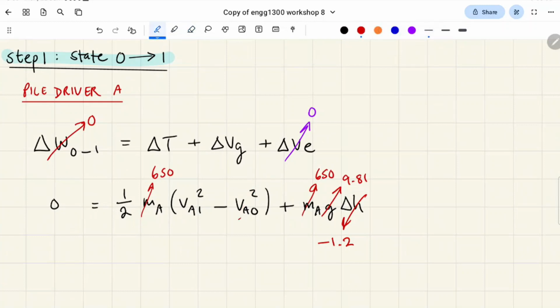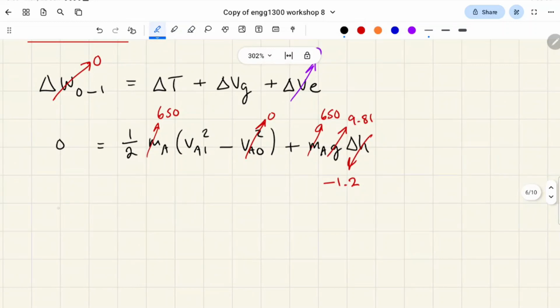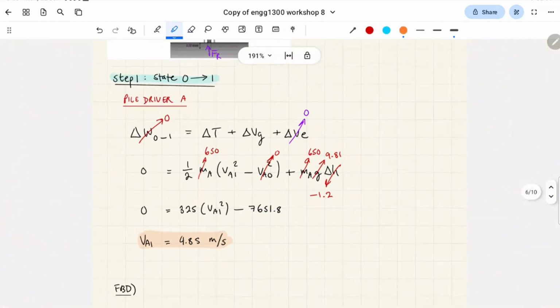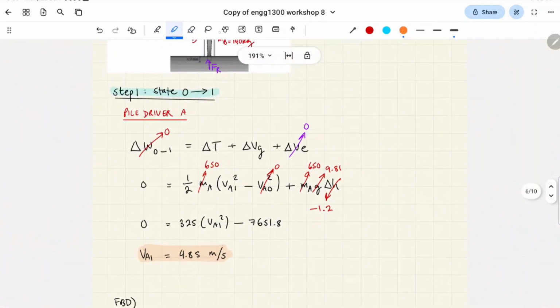Okay, and then it starts from rest. So from state 0, it's going to be at 0 meters per second. So now we just have one unknown, which is VA1. And then we solve for VA1. Get this, right? Yeah, so that was our first step.